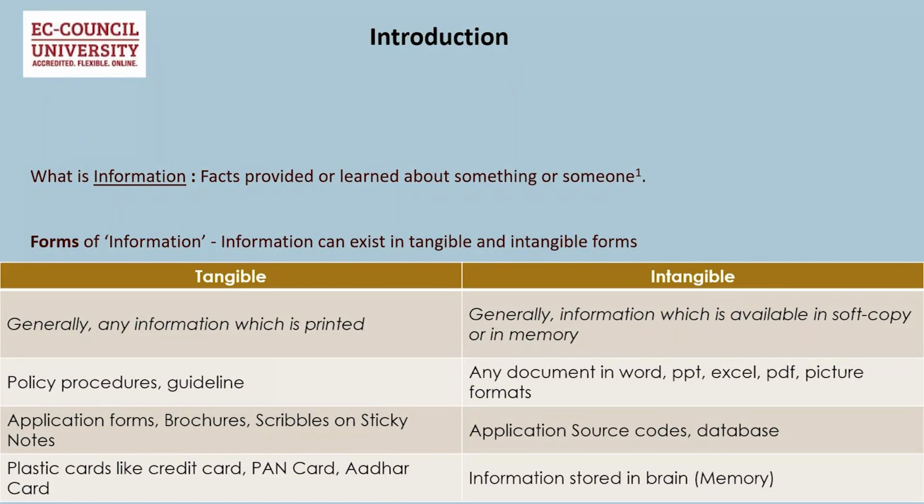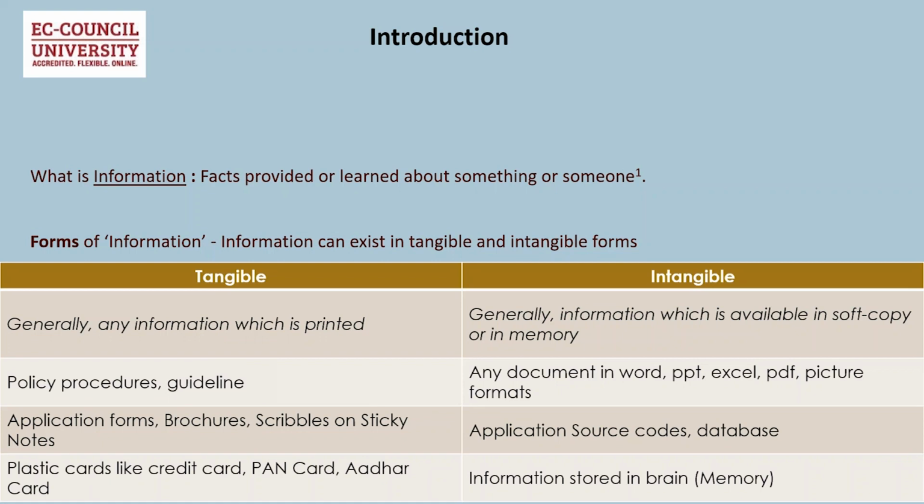Now, first and foremost, you need to know what is information. So information is nothing but discrete measurement of data, which are facts provided or learned about something or someone. So it has value. Information has got value, and there are various forms of information. Some are tangible, some are intangible.